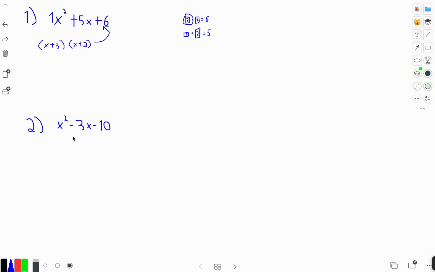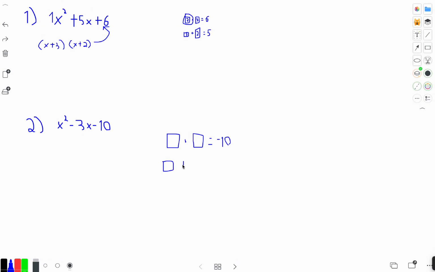Okay, example 2. Try to do this one on your own, and pause this video, and I'll see you guys. Okay, so we have x squared minus 3x minus 10. Let's do the same thing: two numbers that multiply to give you negative 10, and two numbers that add up to give you negative 3.